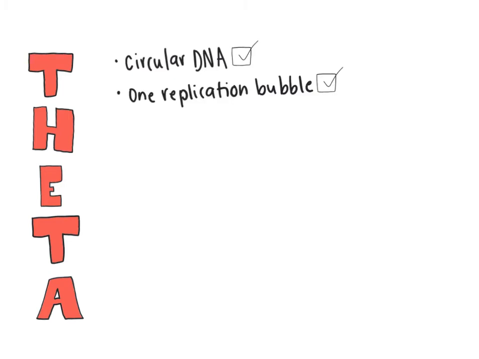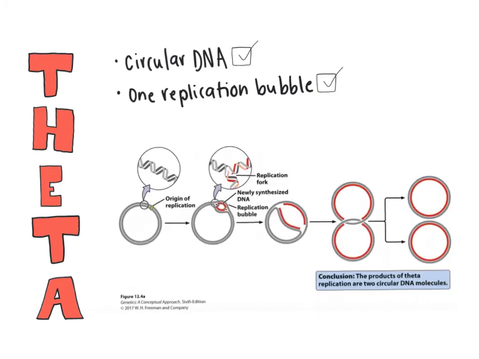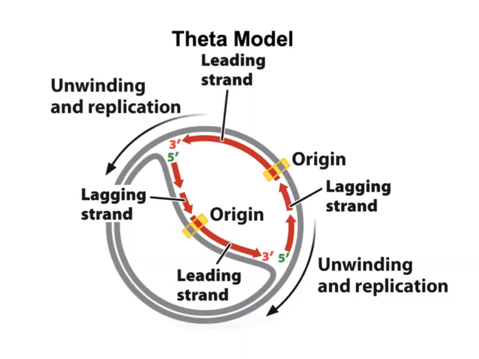video as it is the most common mode of replication for prokaryotes, such as E. coli. Prokaryotes have circular DNA and only one replication bubble during replication, which can be seen in this diagram of theta replication. This image shows some general terms surrounding prokaryotic DNA replication within the theta model.